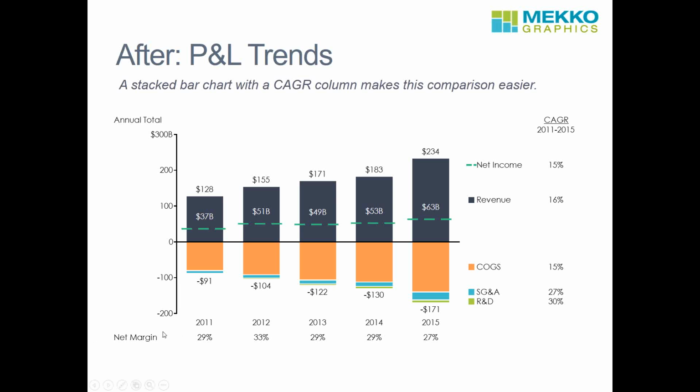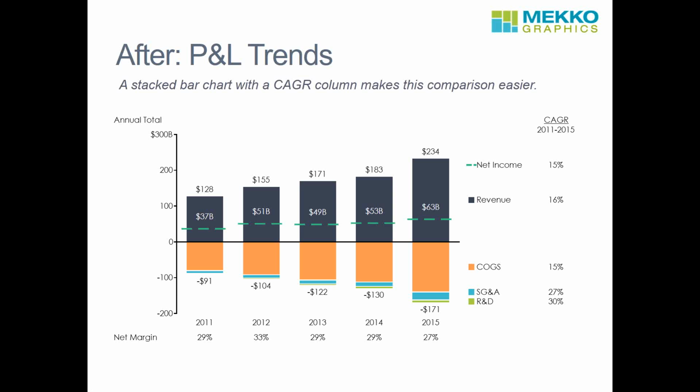And I kept my net margins as a data row at the bottom of the chart. So I think this is a much better way as well. It's a much better way to show P&L than the cluster bar that I showed you before.